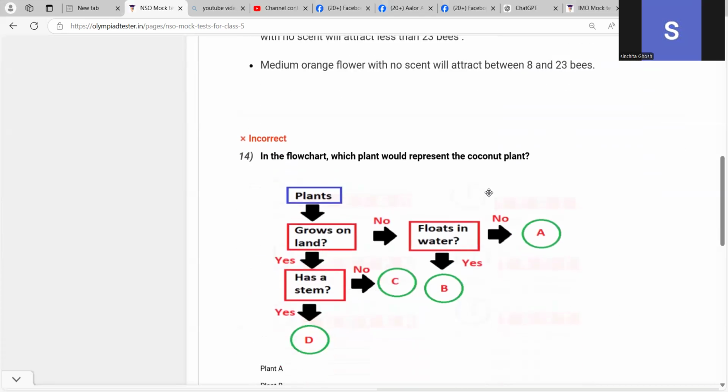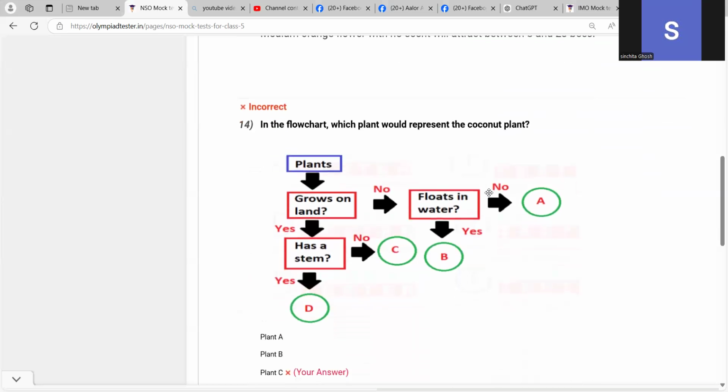Now this one. In the flow chart, which plant would represent the coconut plant? First, there is a plant which grows on land. So, coconut plant also grows on land, has a stem. That is yes, and this is D. Has a stem, no.